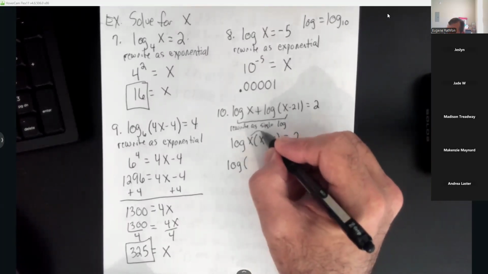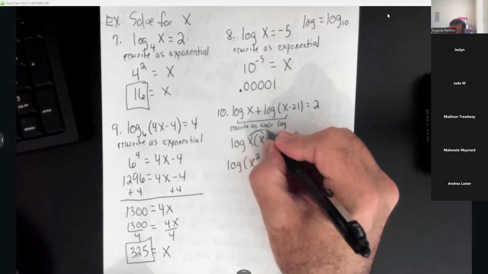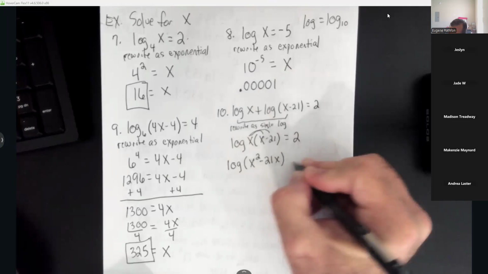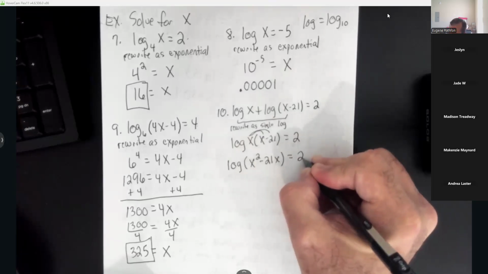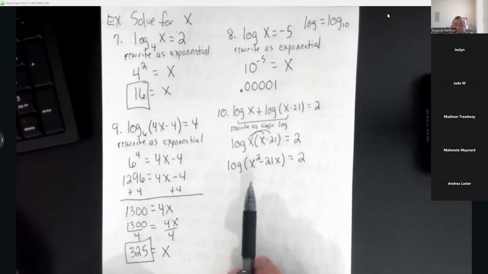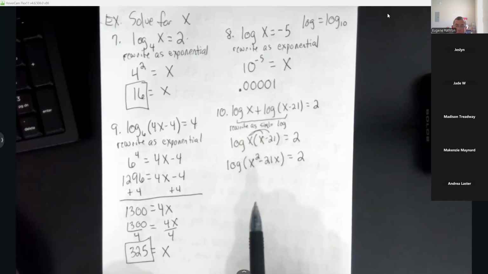Okay? So x times x is x squared. X times -21 is -21x. All of that equal to 2. So I now have my product here from multiplying that x times that x minus 21.